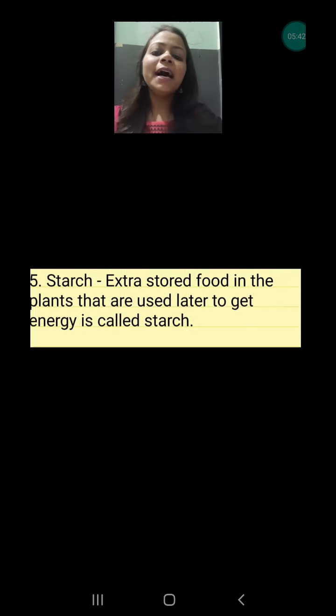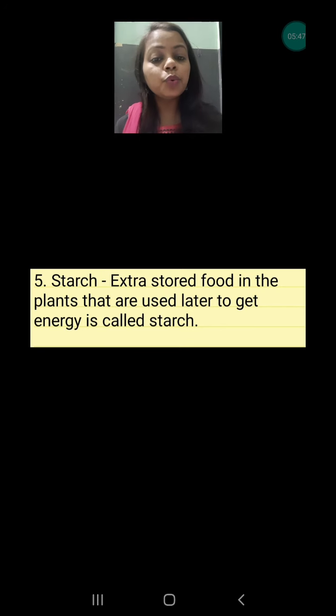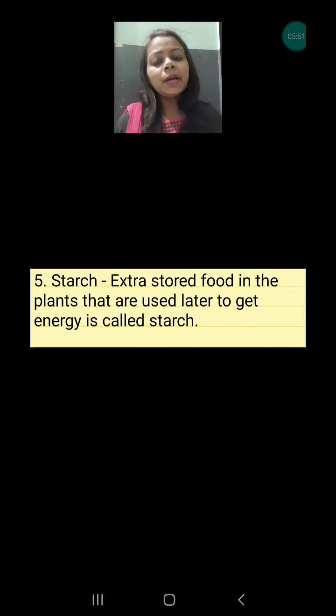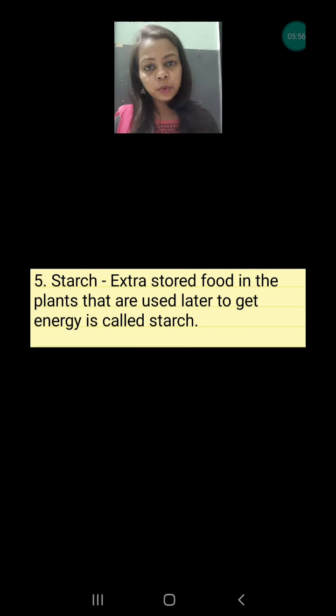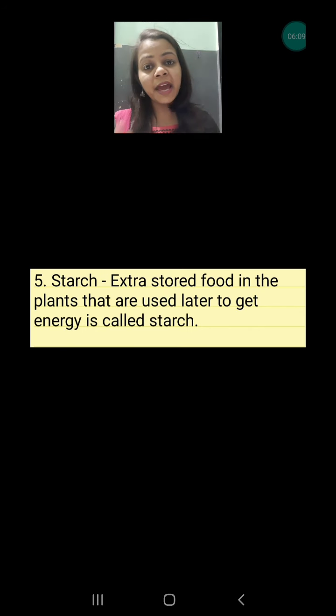Okay, last one is the starch. Starch is the extra stored food in the plant that is used later to get energy. Sometimes what do we do? Sometimes we are not able to cook our food. So what do we do? We use stored food. What our mother has made, the extra amount of food, is used to eat. Sometimes our mother is not well and maybe she has to go somewhere. Then she cooks extra food so that we can eat later on.